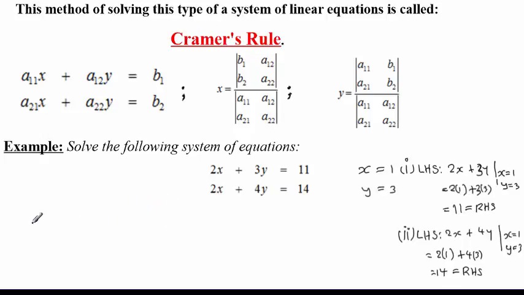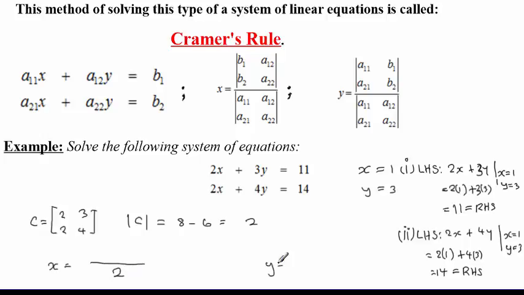So now let's see whether this approach will also give us the same thing. I think the easiest way is to extract the coefficient matrix, which is 2, 3, 2, 4. Calculating the determinant of C, that will be 2 times 4, which is 8, minus 6, which is 2 times 3. And that will be equal to 2. So our x is going to be a rational expression whose denominator is 2, and also our y is going to be a rational expression whose denominator is 2.